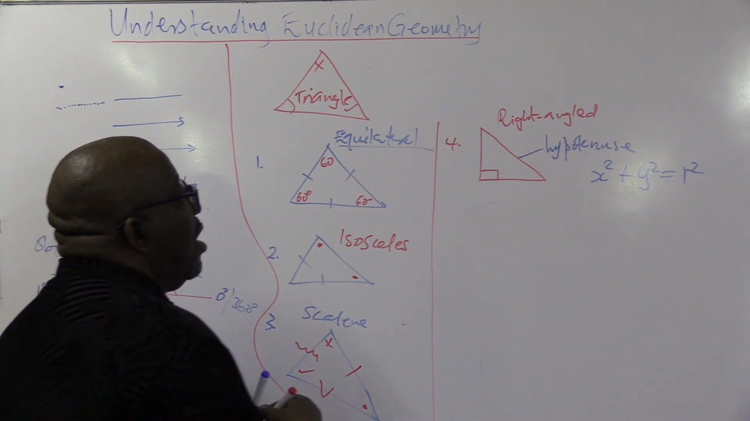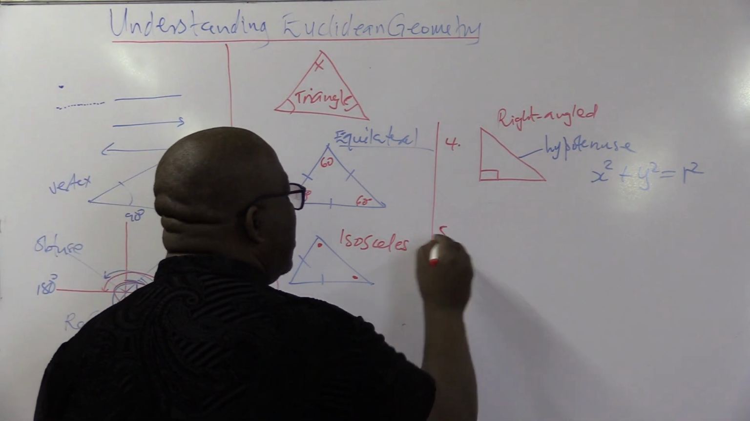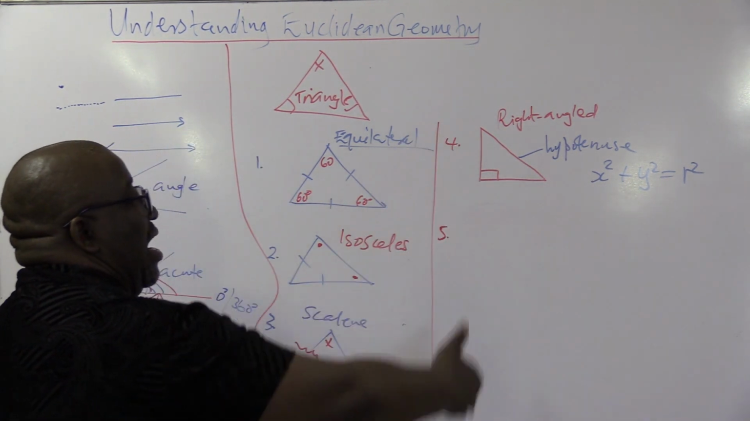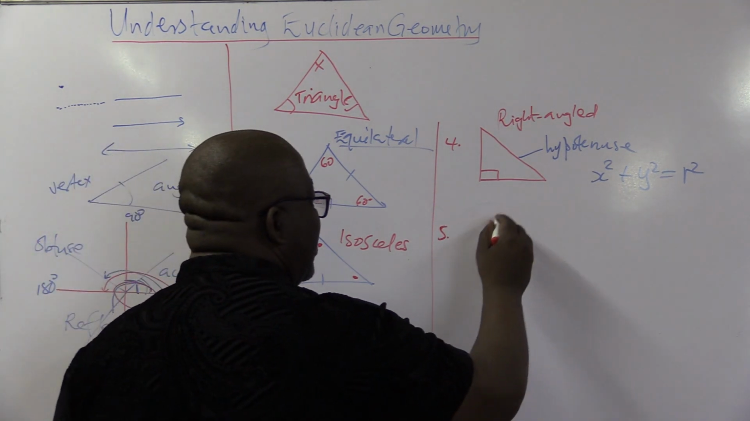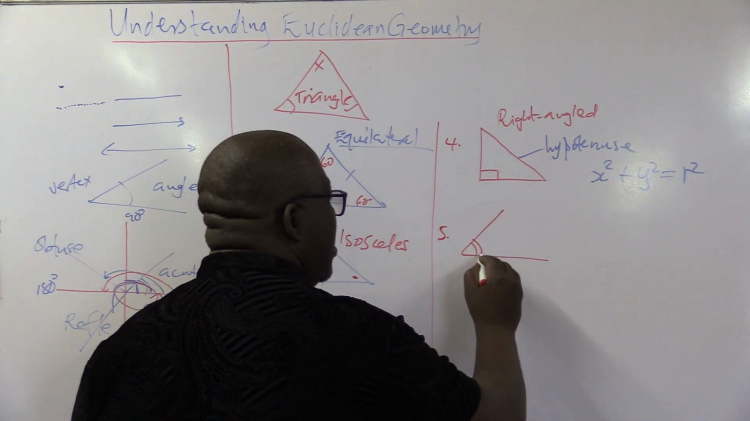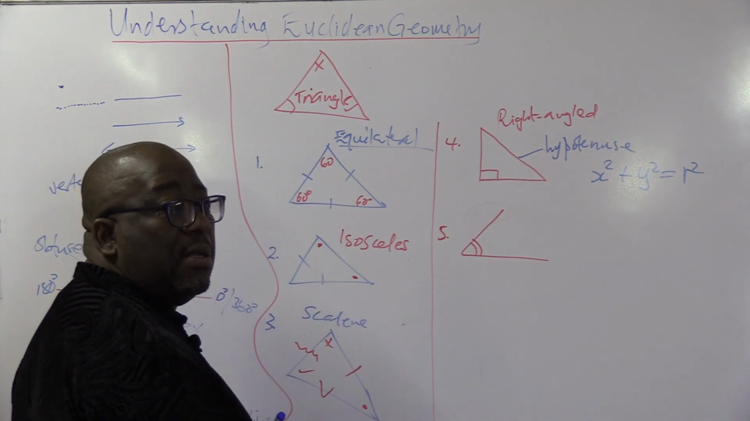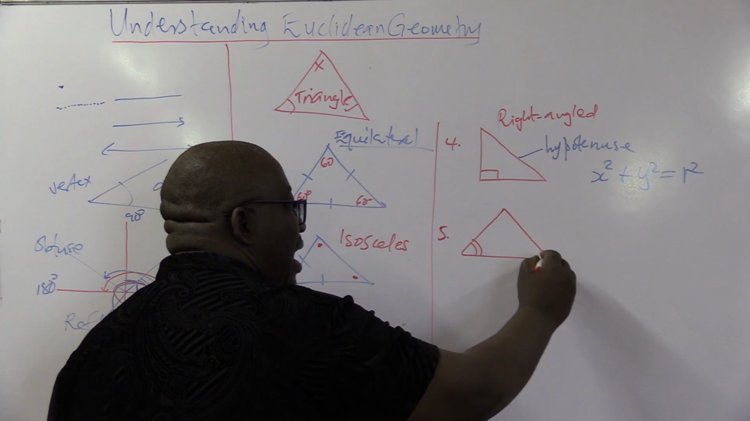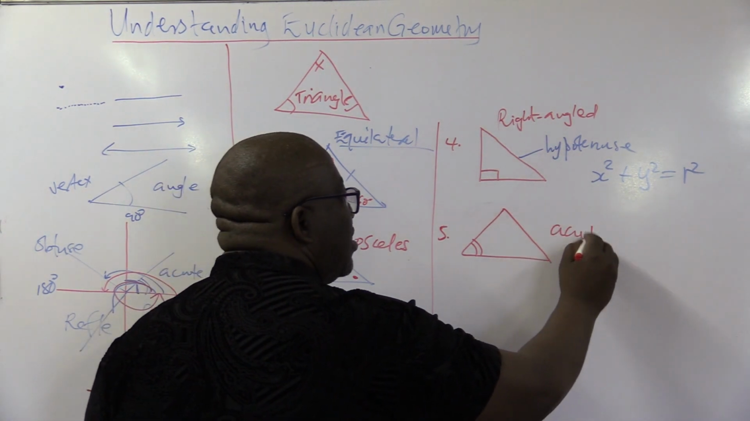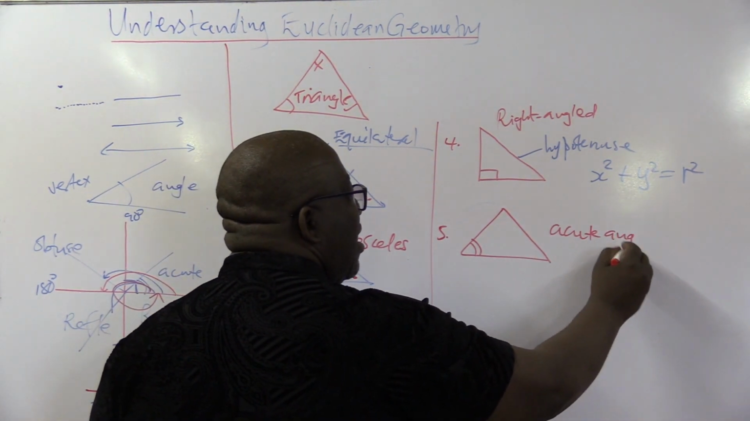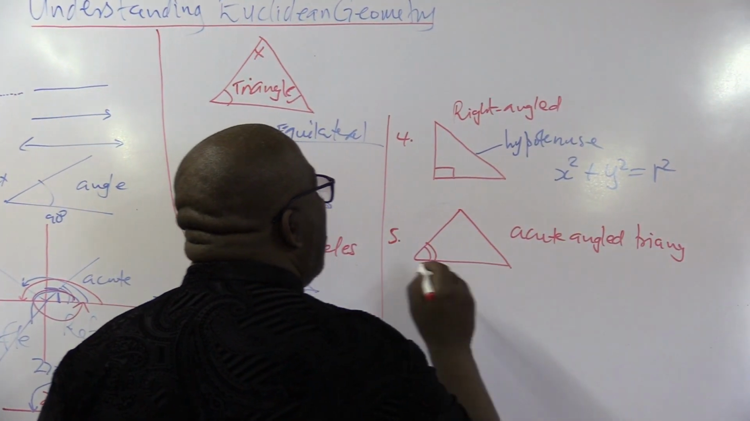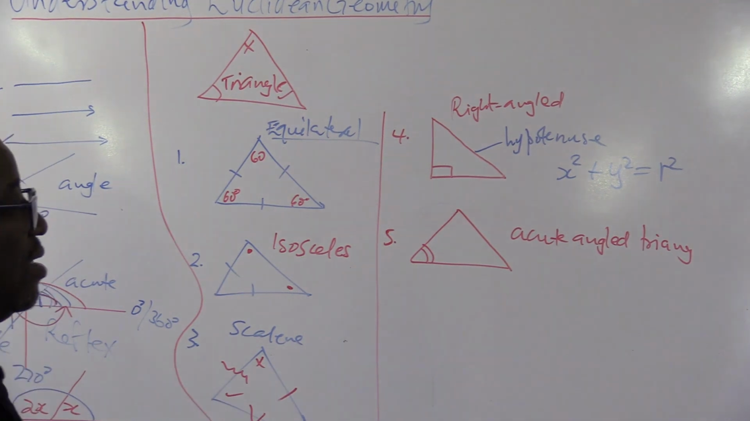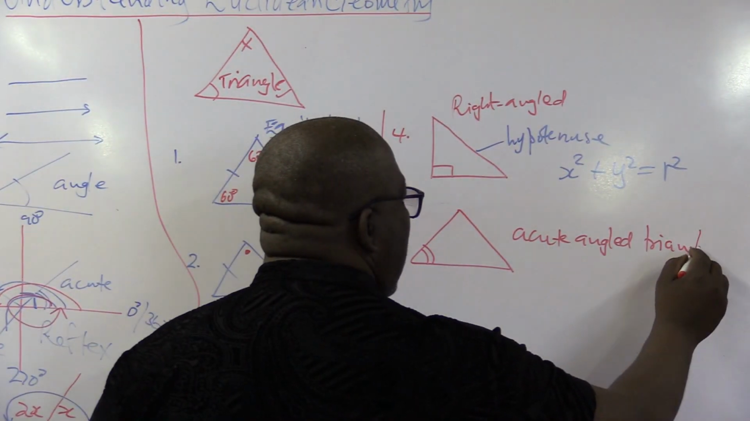Number 5. Remember, I said these three are named according to one of their angles. What type of angle is this one? It's an acute angle. If I close this, I will therefore have an acute-angled triangle. One of its angles must be an acute angle, then we'll have an acute-angled triangle.